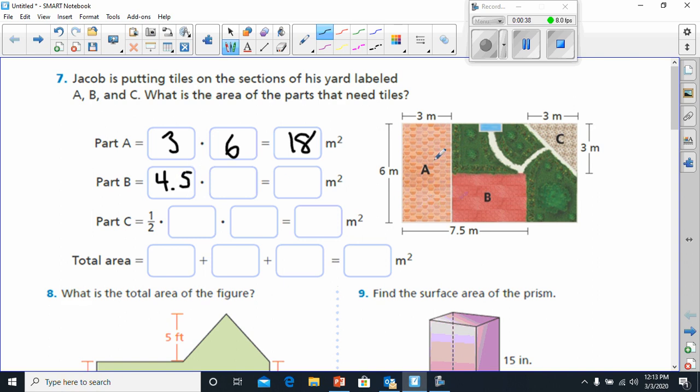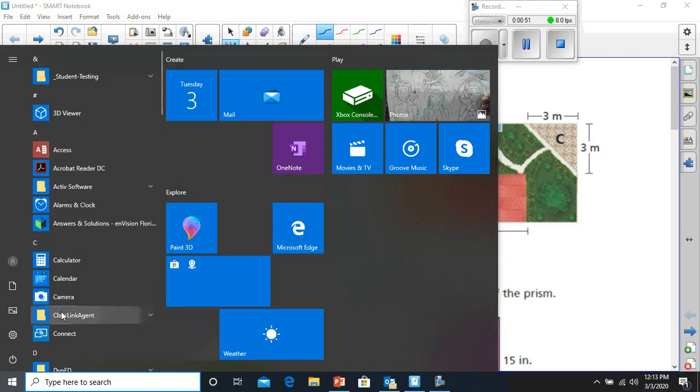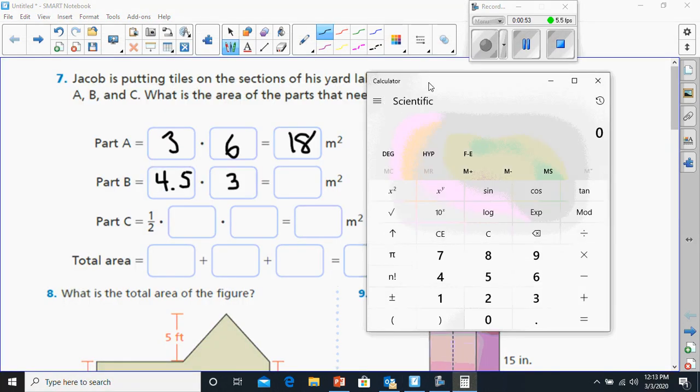And we can multiply that by, well, this is not 6. It's half of it, so we would put 3. And now we would take 4.5 times 3. Let's get our calculator for that. 4.5 times 3. And that's going to give us 13.5.